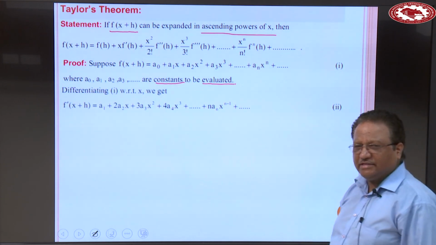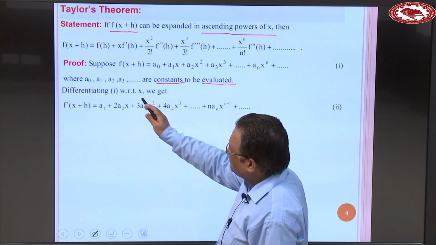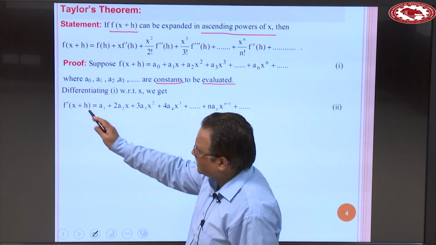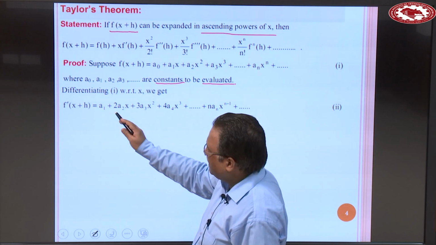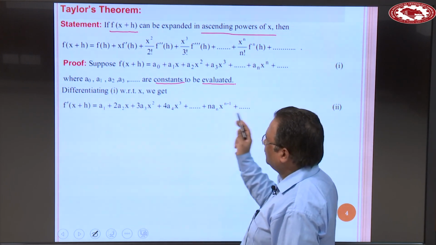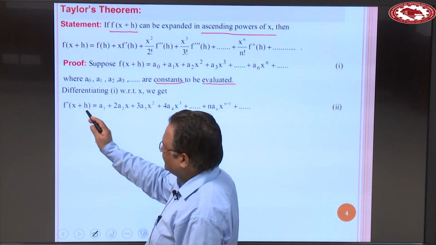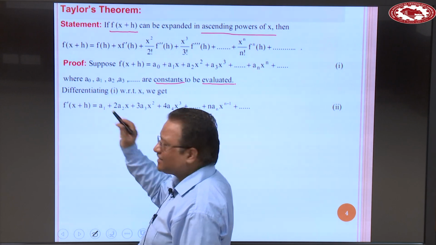So use the same process, differentiating one with respect to x. When you differentiate one with respect to x, we obtain f dash x plus h is equal to a1 plus 2a2x plus 3a3 x square plus and so on up to infinity. So in place of f dash x, we have f dash x plus h.